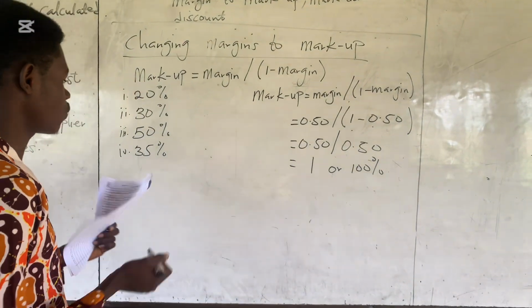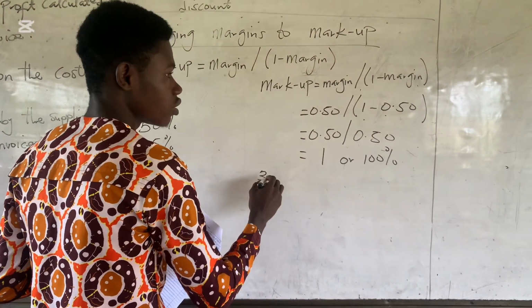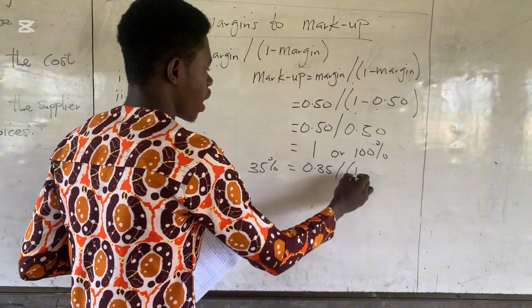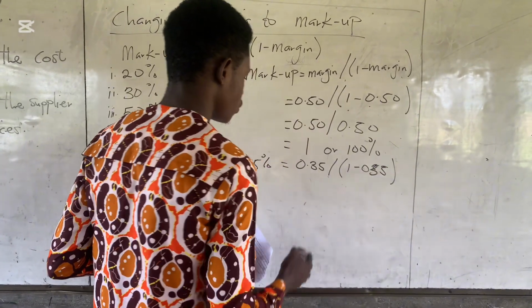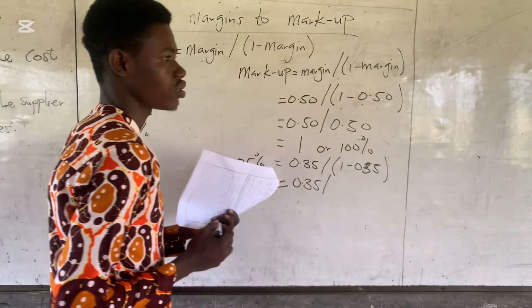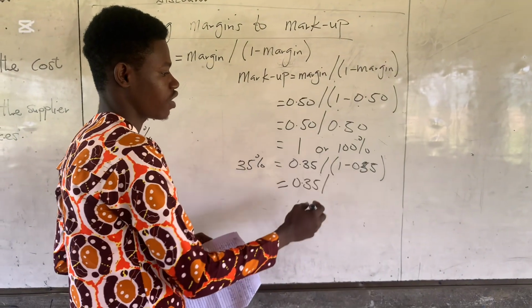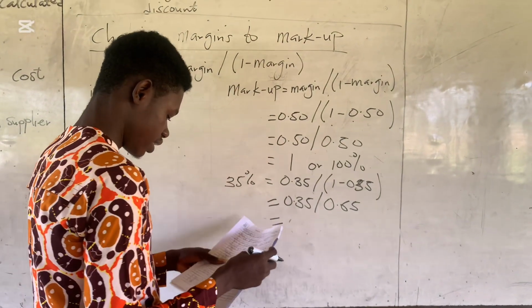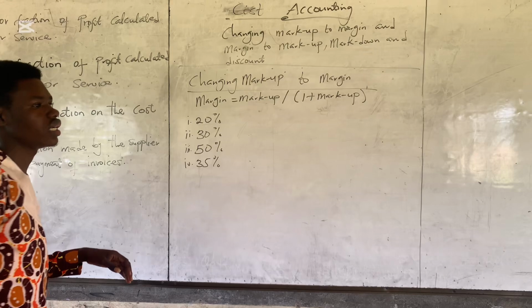Then let's move on to the last question, which is expressing 35% margin as markup. So 0.35 over 1 minus 0.35. When you subtract 0.35 from 1, you get 0.65. And your answer will be 54%. Now we are done changing margin to markup.